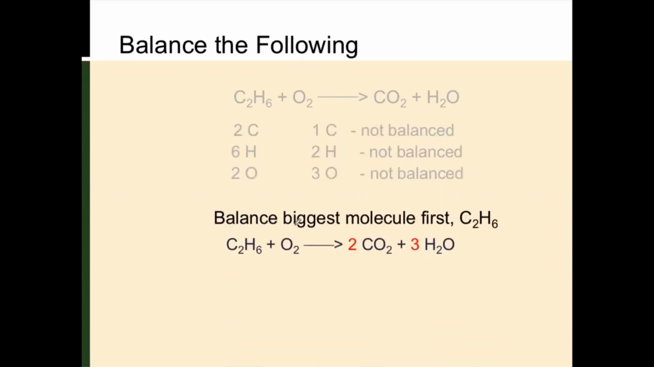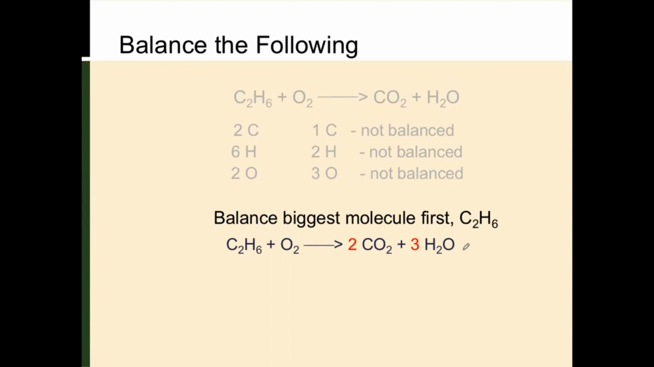So what we did was we balanced around the biggest molecule first, which was C2H6. So we figured out how many carbons we needed on our product side to match the 2 from our ethane. Then we determined how many hydrogens we needed in our water to balance the number on ethane. So we had 6 hydrogens from our C2H6, and so that meant that we needed 3 waters, at least initially. So that was balanced okay.